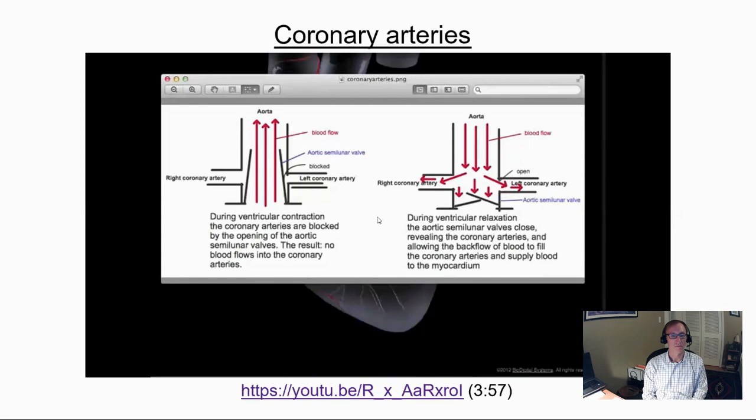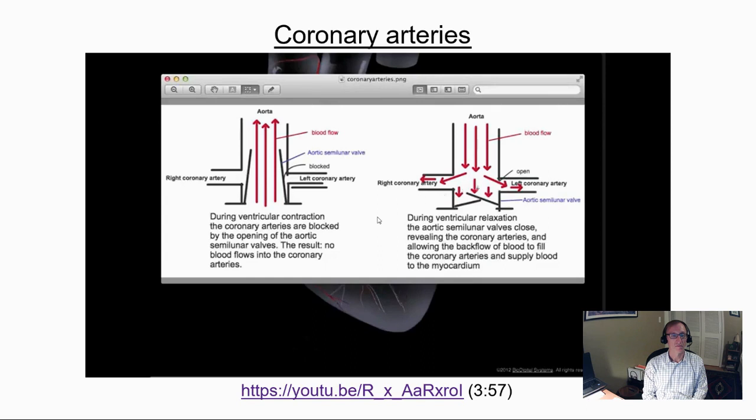In the picture on the left, the ventricle has contracted and blood is being pushed out into the aorta. So you can see the aortic semilunar valves. Obviously, when the ventricle contracts, the aortic semilunar valve opens. And what it does, you can see in this image, is that it blocks the coronary arteries. So blood is flowing out into the aorta, but it's not able to get down into the coronary arteries. So during ventricular contraction, the coronary arteries are blocked by the opening of the aortic semilunar valves.